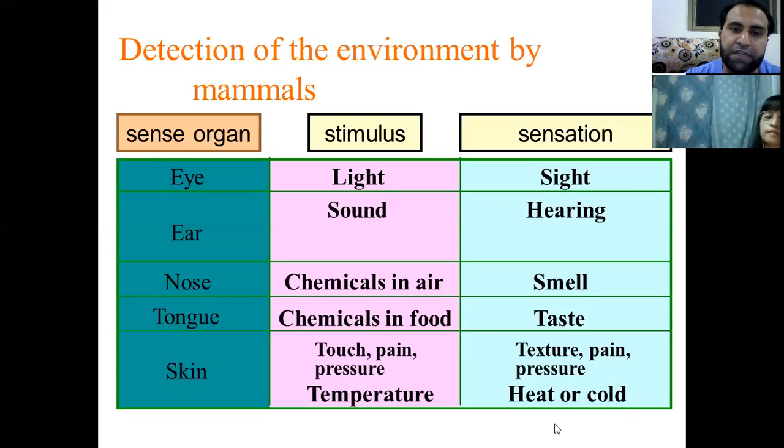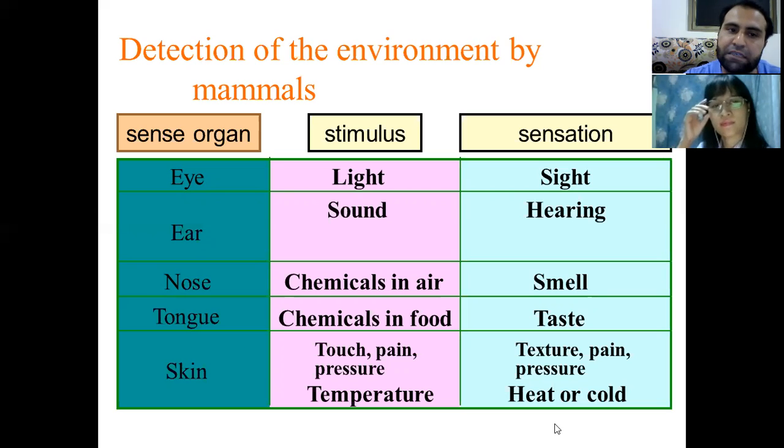Like that, for the ear, the stimulus is sound, and you hear it. For the nose, the stimulus is chemicals in the air, and you can smell the thing. After that, you get the sensation of smell. For the tongue, the stimulus is chemicals in food. You can taste different foods. Different foods have different tastes because there are different taste buds on your tongue, and by that you can sense it.